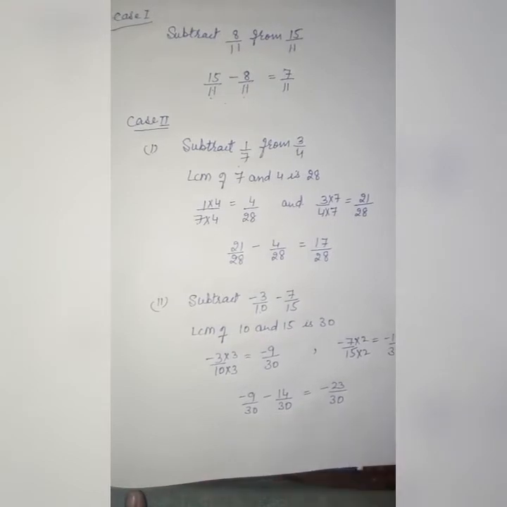In this way you will find the answer. So the main thing is this: if denominators are different, first of all, you will make the denominator same and then you will subtract.